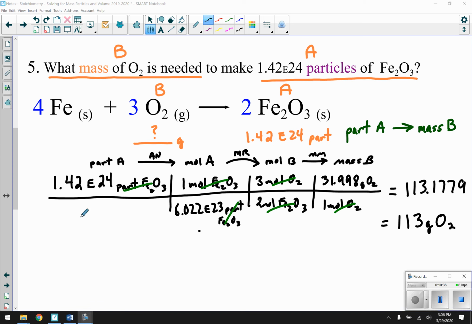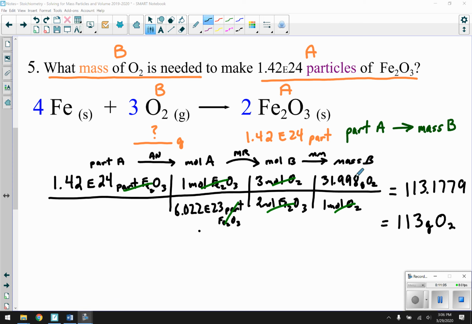So again, even though this problem did not start out with mass of A, our first step was to go to moles of A. And if you're starting out with particles, you're going to use Avogadro's number to get to moles of A. Once you have moles of A, you're on your way. The rest of this is kind of prescriptive. You then apply the mole ratio. Whatever units you want to end up with, you use that as your last conversion factor. And since I wanted to end up with mass of B, I use the molar mass of B.